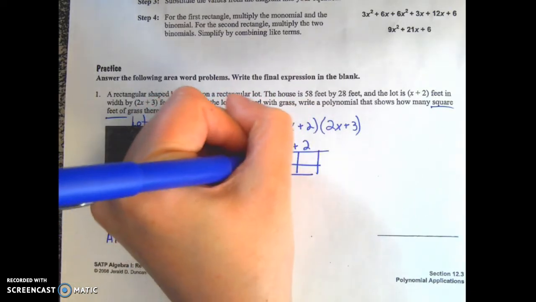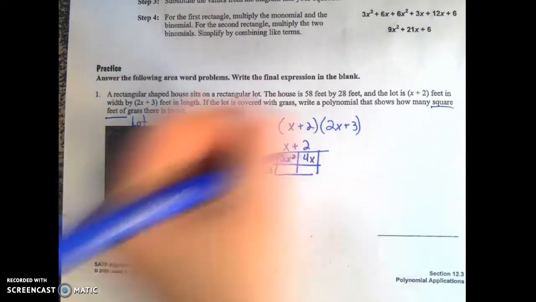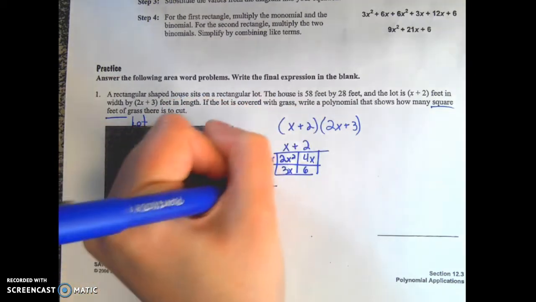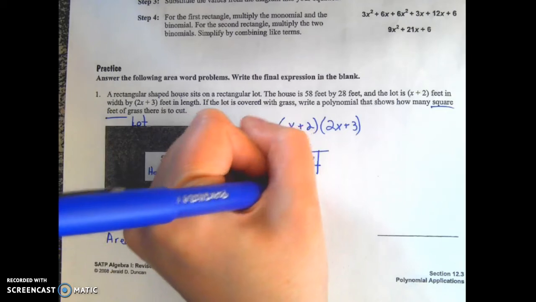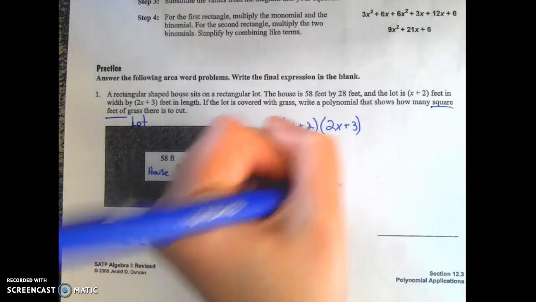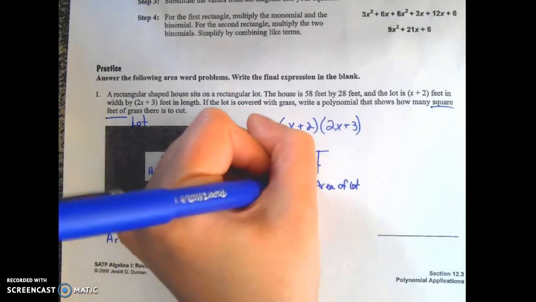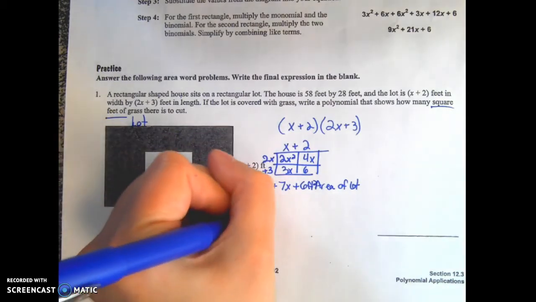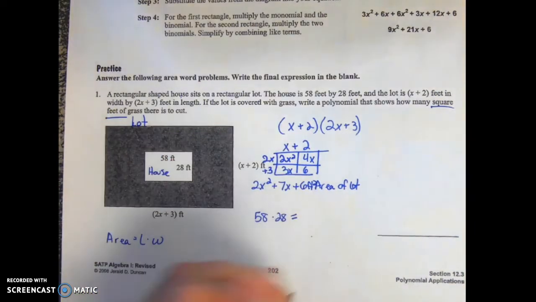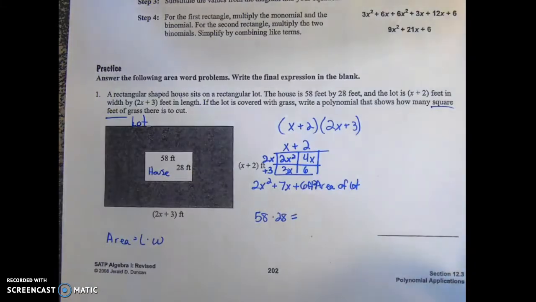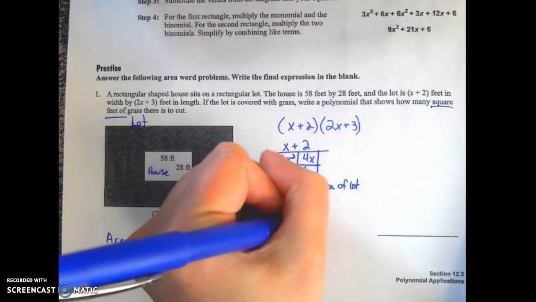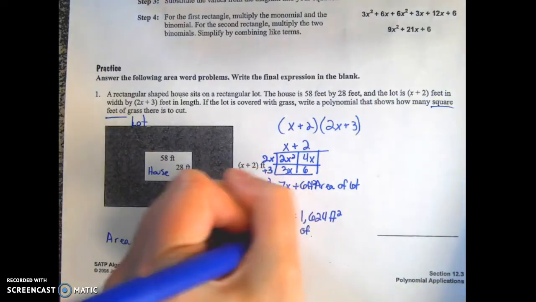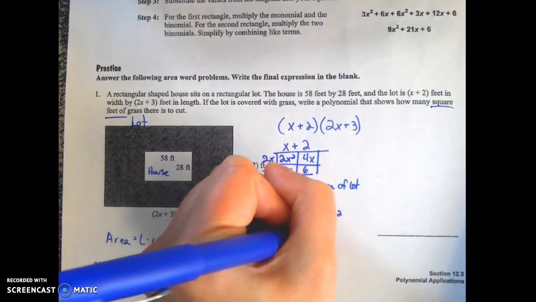So that gives me 2x squared, 4x, 3x, and 6. So altogether, that's 2x squared plus 7x plus 6. And that is the area of my lot. And we can think of that as feet squared. Okay, so we have the area of the lot. We want to know the area of the house. So that would be 58 times 28. Which gives me 1,624 square feet. Okay, so that is the area of the house.